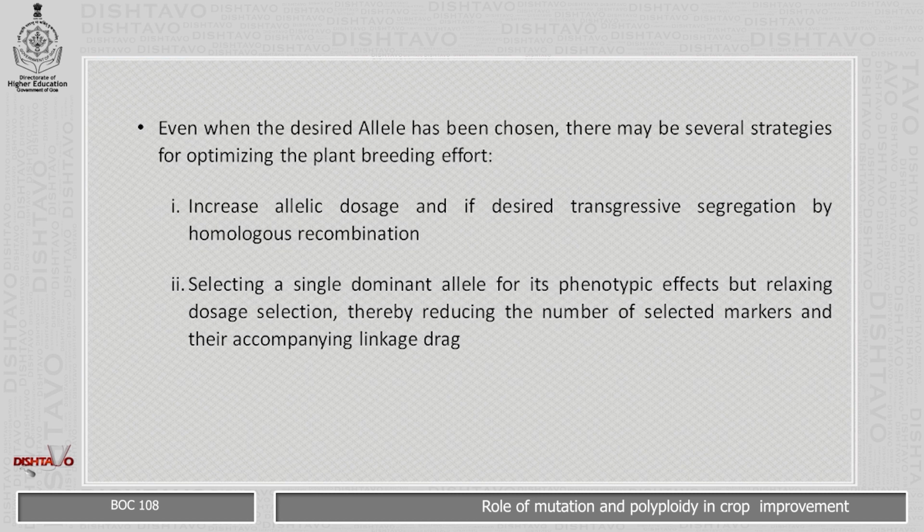Even when the desired allele has been chosen, there may be several strategies for optimizing the plant breeding effort. 1. Increase allelic dosage if transgressive segregation by homologous recombination is desired. 2. Select a single dominant allele for its phenotypic effects but relax dosage selection, thereby reducing the number of selected markers and their accompanying linkage drag.